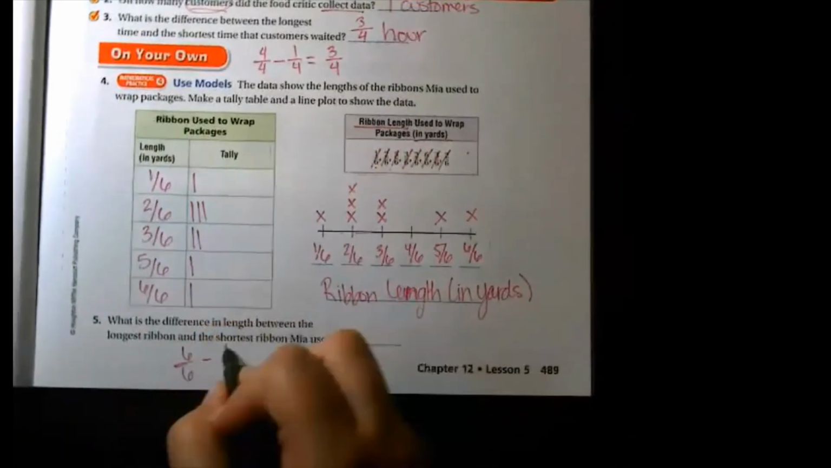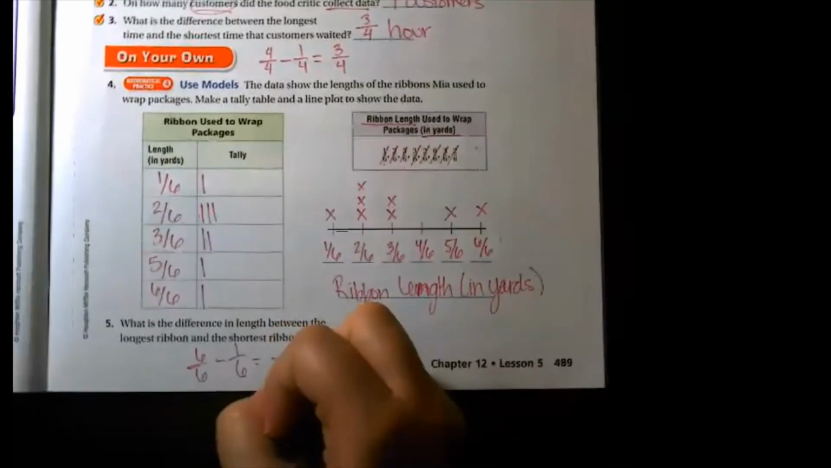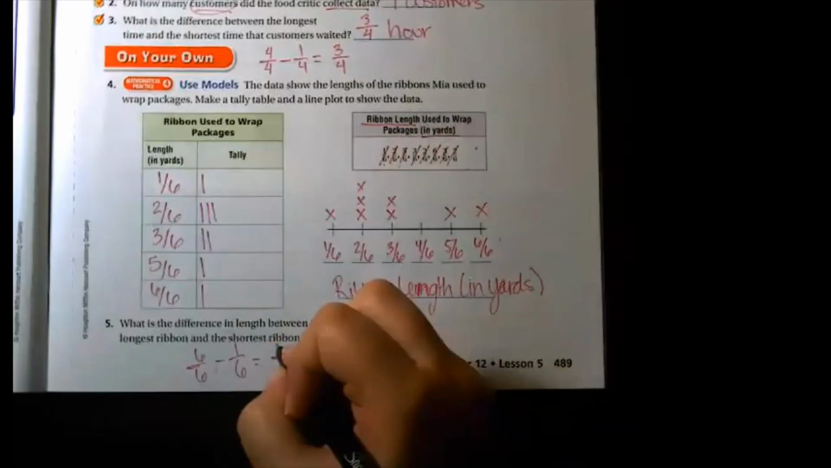Remember, there are a couple ways to do this. You can jump on your number line, or you can do the math of subtracting out your numbers. So if I was subtracting and find the longest ribbon, which is 6/6, I would subtract the shortest ribbon, which is 1/6. My denominators are the same, so it's the same in my answer. I'm going to have 6 minus 1. Good, 6 minus 1 is 5. So I'll have 5/6.